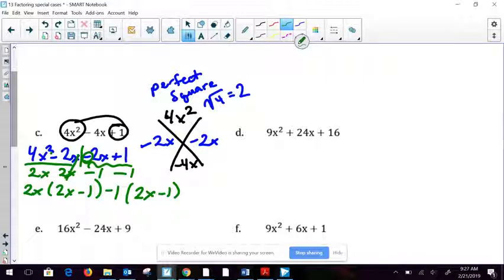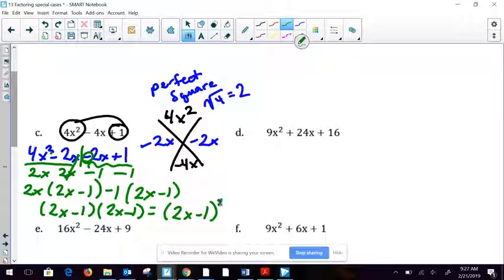What makes this answer so special is the one that duplicates is 2x minus 1. All of my outsiders is also 2x minus 1. We could rewrite this as 2x minus 1 entire quantity squared. That's why this one is special. Our parentheses will match completely.